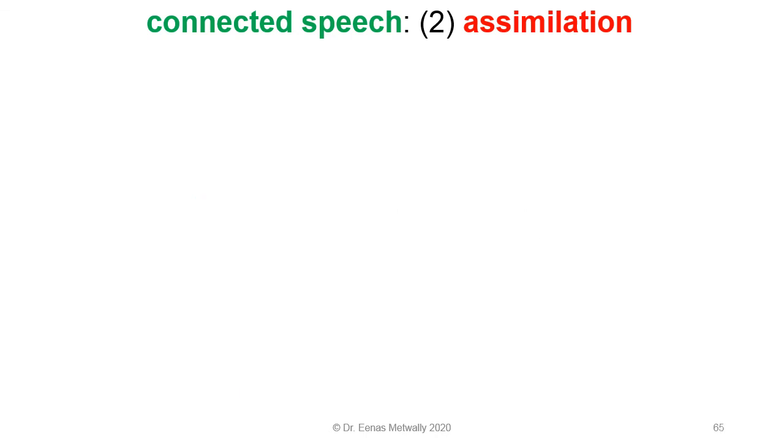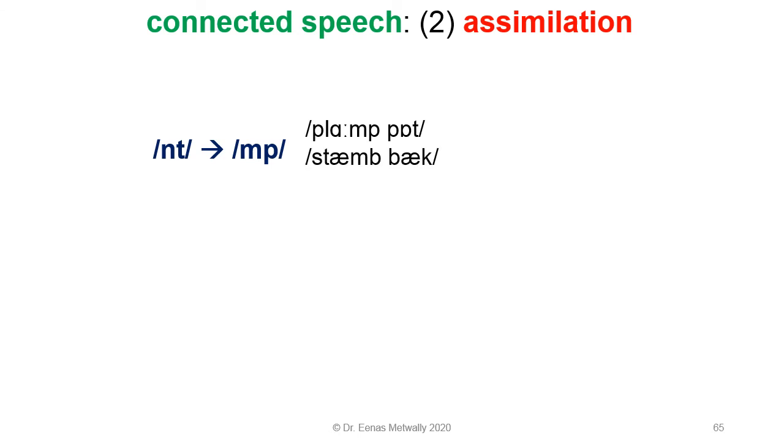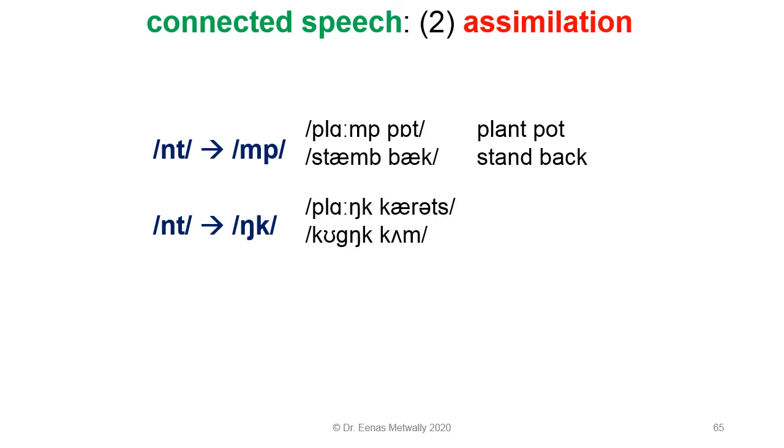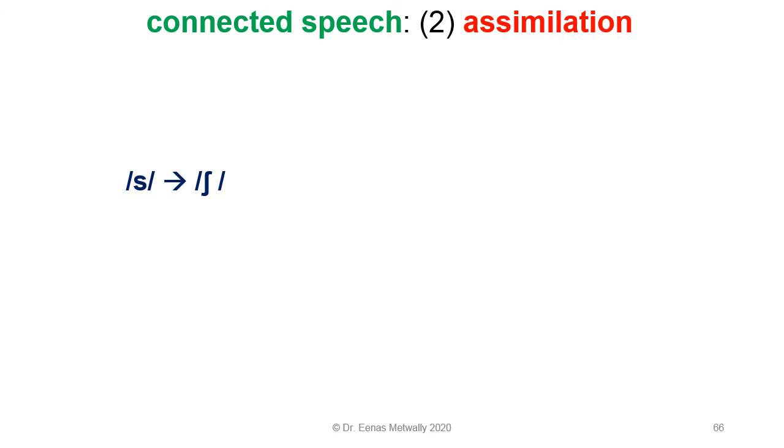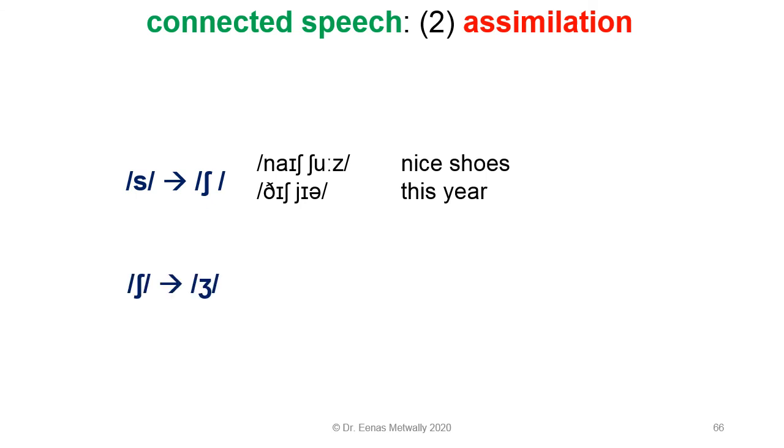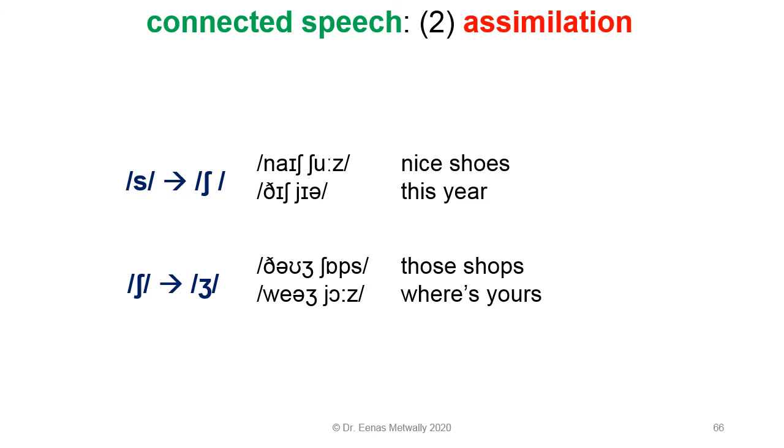Some more examples of assimilation. Plant pot, stand back. Plant carrots, couldn't come. Stand guard, couldn't be. The voiceless fricatives s and sh: nice shoes, this year. Sh and j are voiced fricatives: those shops, where's yours?